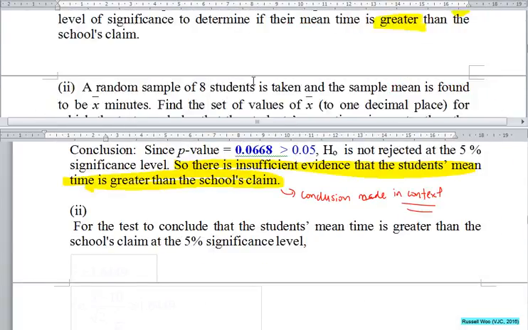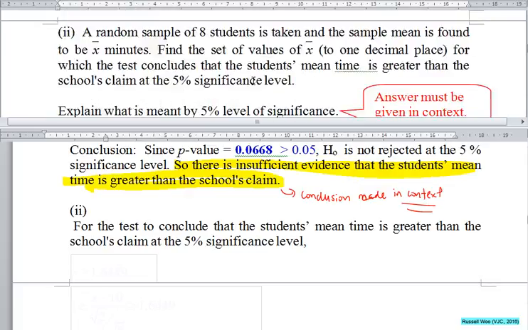Let's look at the question, part 2. Part 2 says, now a random sample of 8, still 8, another 8, is taken and the sample mean is found to be x bar. So it is an unknown now. Cannot enter into GC, it's an unknown. Find the set of values of x bar to one decimal place for which the test concludes that the mean is greater than the school claim. So they are telling you this conclusion.